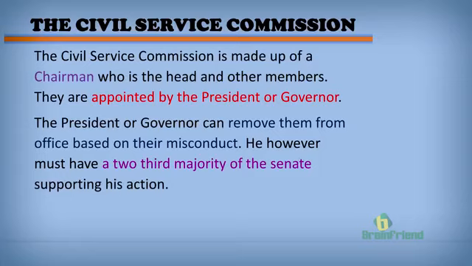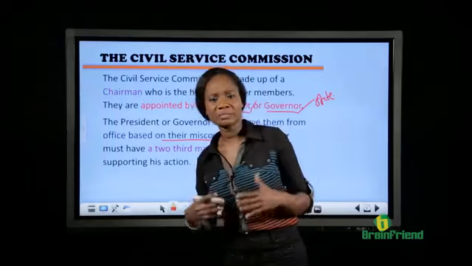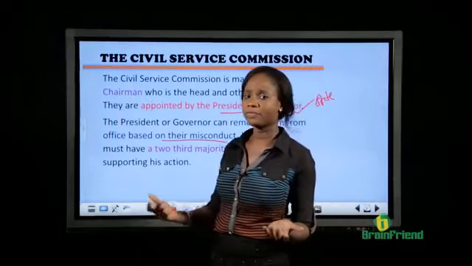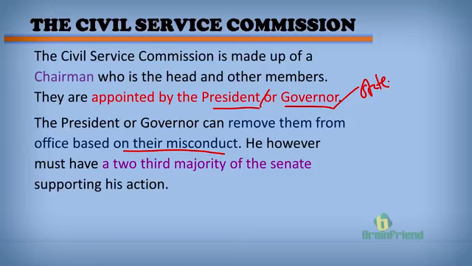Now, the commission is made up of a chairman and other members. But these people are appointed by the president or the governor, as the case may be. At the federal level, the president appoints, and at the state level, the governor appoints. The president or the governor still has power to remove these members, be it the chairman or the other members of the commission, on the basis of misconduct. Where there is misconduct on the part of the members, the president or the governor can lay them off or remove them from office. But in doing that, he must be backed up with a two-thirds majority of members in the Senate before such can be carried out.